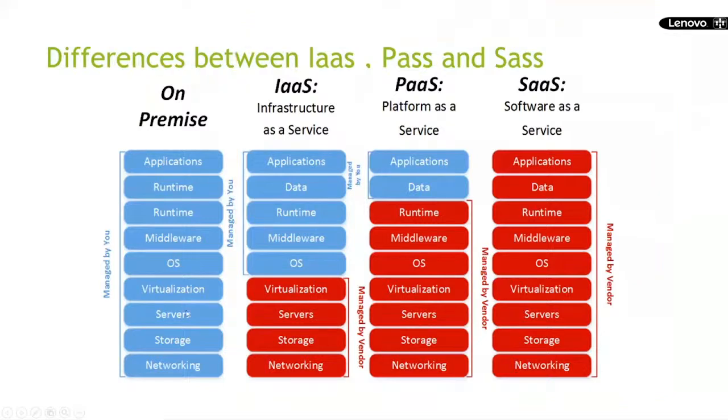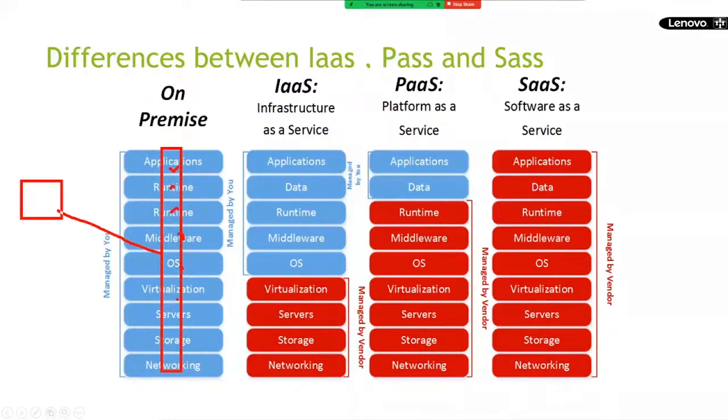In on-premises, as I said, networking, storage, virtualization, OS installation and configuration, management, runtime, application deployment, everything we have to take care of. To maintain everything, what do we require? A data center. Okay, this is what on-premises is.